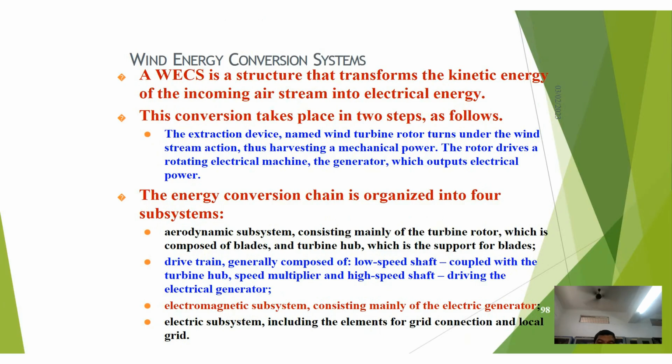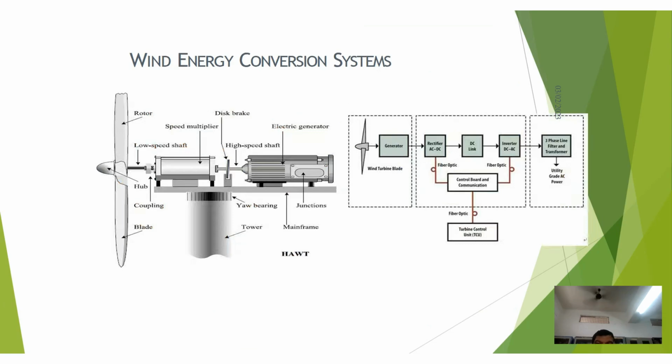The energy conversion chain is organized into four subsystems. The aerodynamic subsystem, consisting mainly of the turbine rotor; the drivetrain, generally composed of a low speed shaft coupled with the turbine drive hub; the electromagnetic subsystem; and finally the electric subsystem. These are the main four subsystems that we are using for wind energy conversion systems.